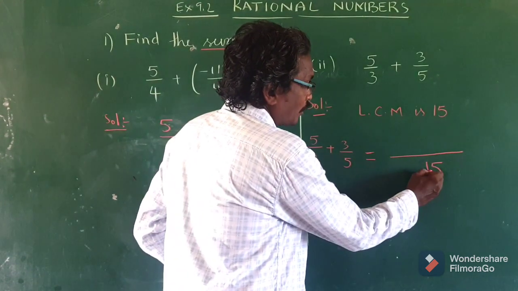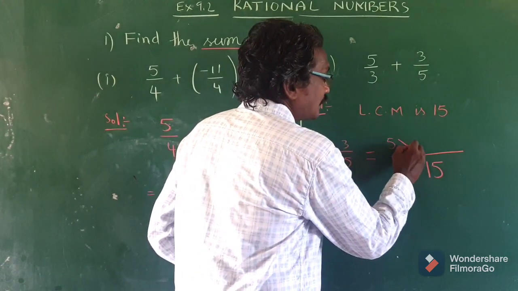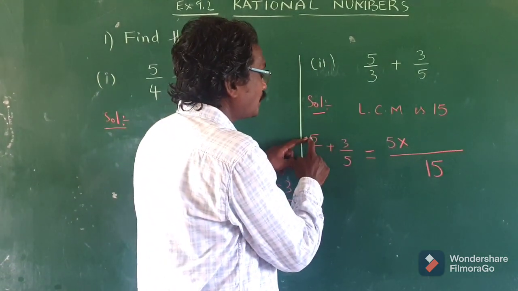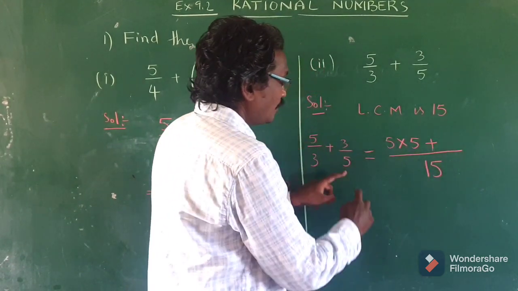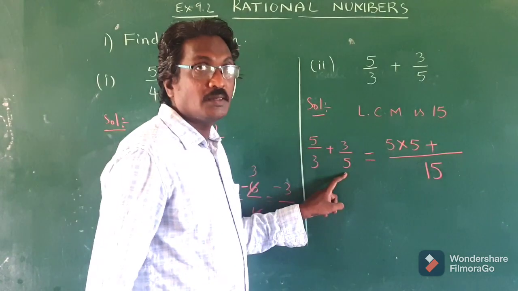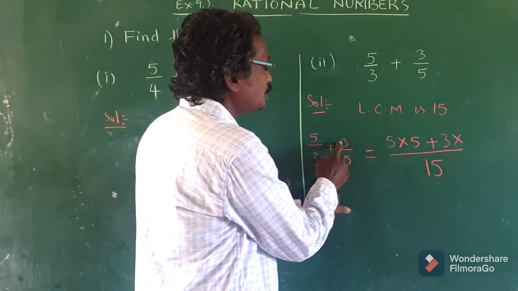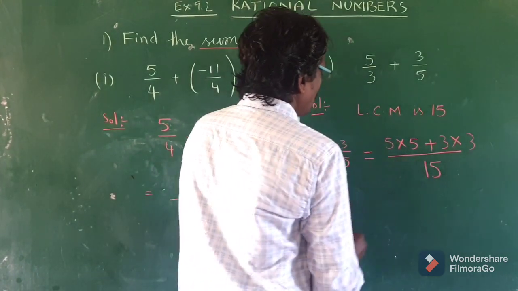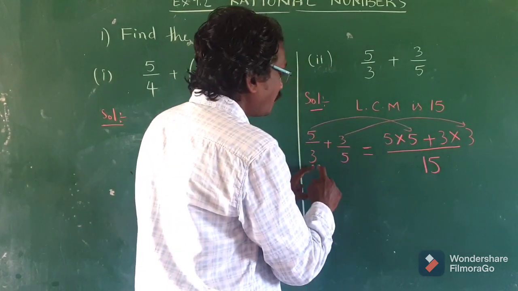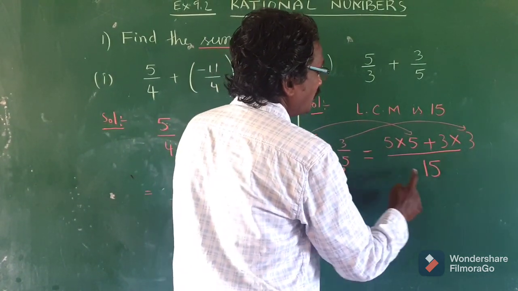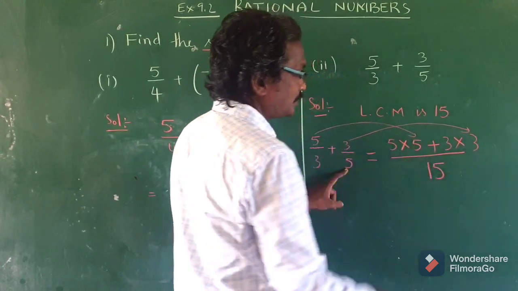Now 3 table in 15. How many times does it divide? 5 times. Then write the numerator. What is the numerator? 5 plus 5 table 15. How many times? 3 times. What is the numerator? 3. See here, this 5 and this 3. Then 5 in 15, 3 in 15 5 times. 5 in 15 3 times.